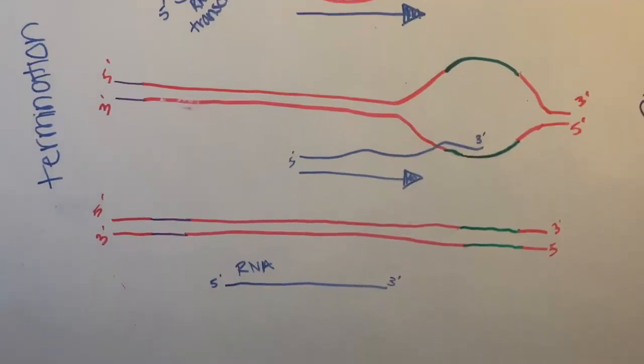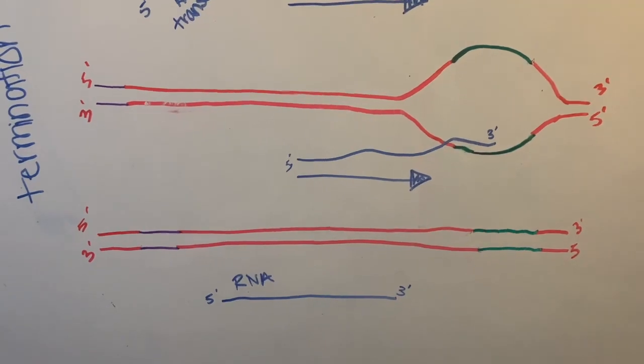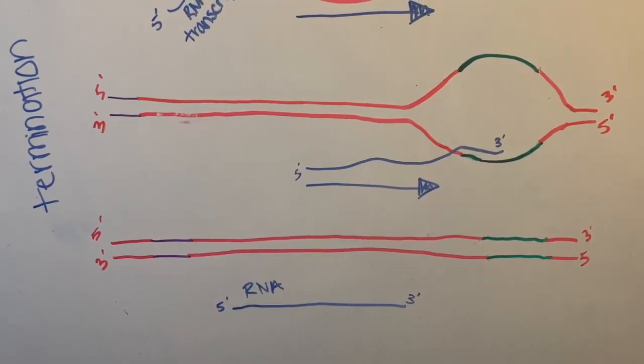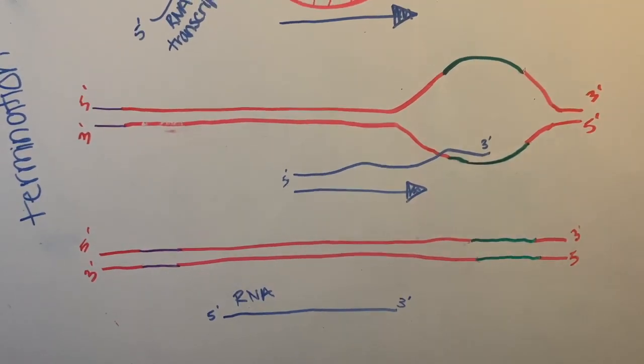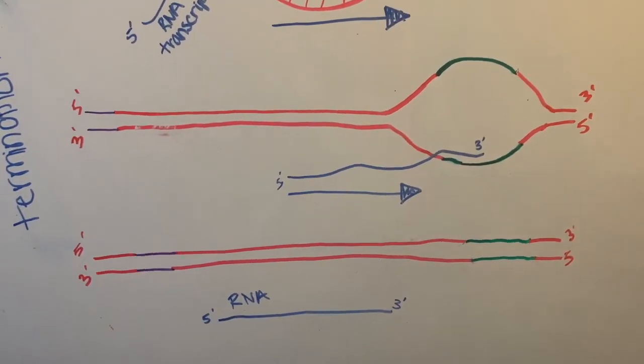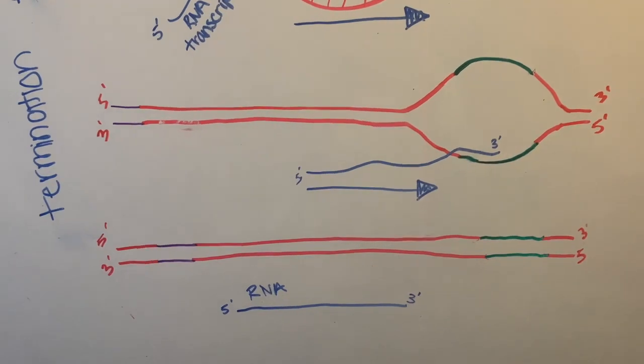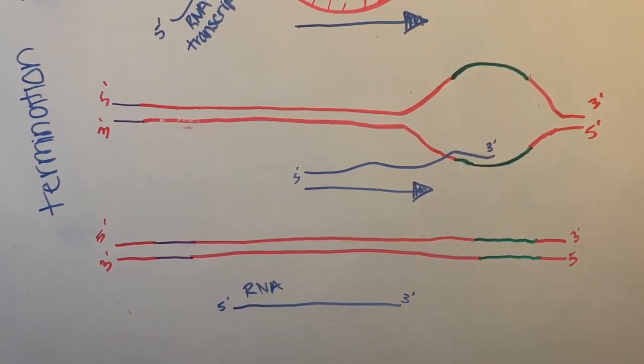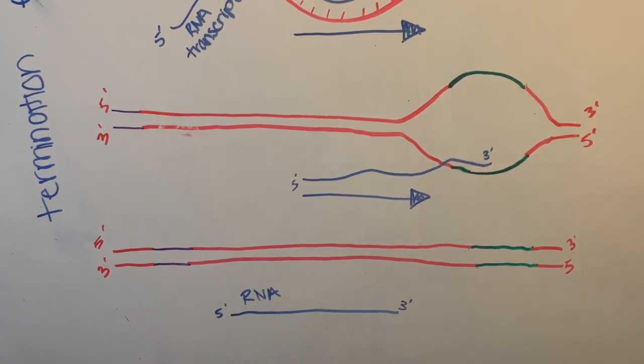The second reason that termination would occur would be due to a Rho attaching to the growing transcript. This Rho would then move down the DNA transcript and catch up to the bubble, where it would show helicase properties and then disassociate and detach the RNA from the DNA, ending transcription.